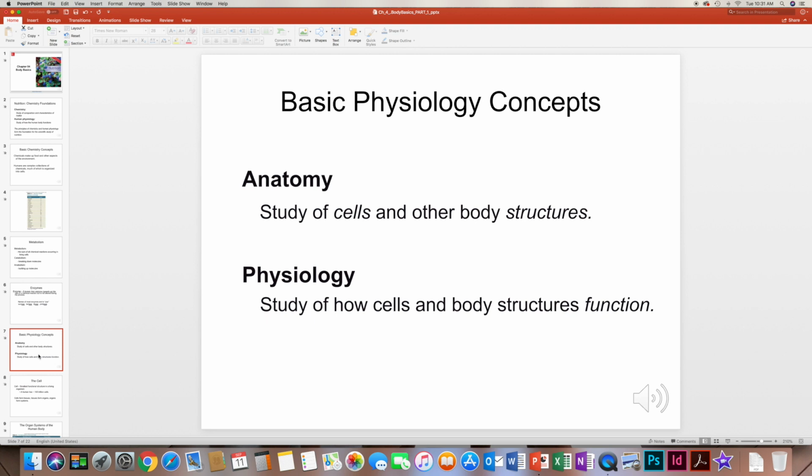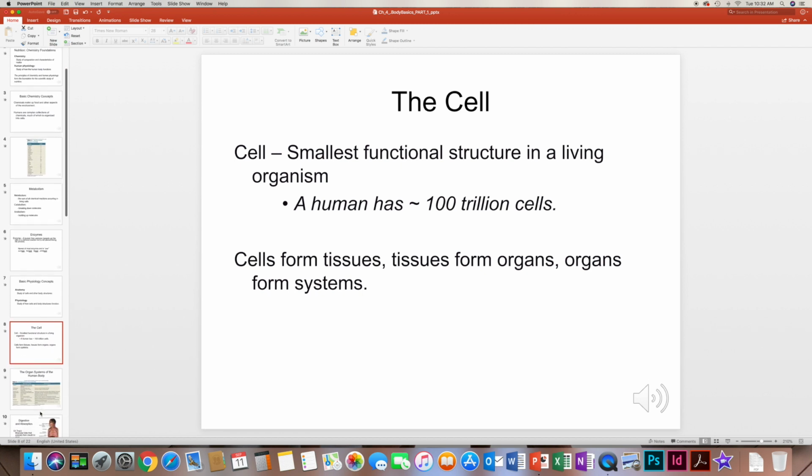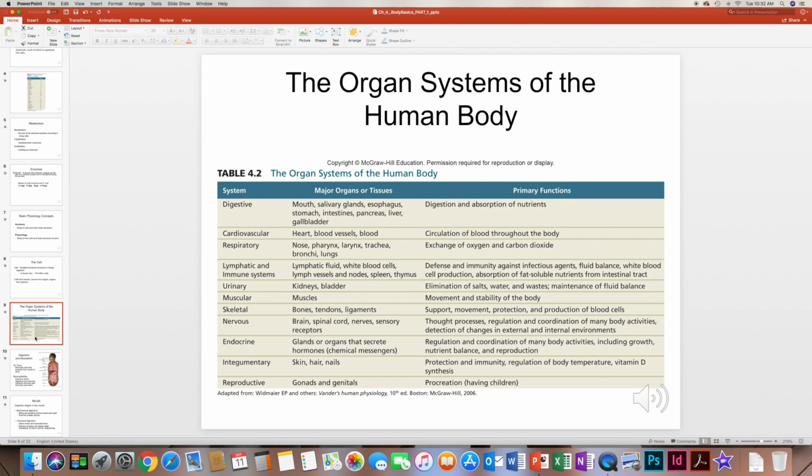Anatomy and physiology are two separate things, even though they are part of the whole human function. Anatomy studies the structures of the body, and physiology studies how those structures function. The smallest functional unit of any living organism is a cell, and we have about 100 trillion. These cells form tissues, tissues form organs, organs form systems. There are so many systems of the body: the cardiovascular and respiratory, muscular system, nervous system, for example. But the one that we'll be focusing on in this course, obviously, is the digestive system.